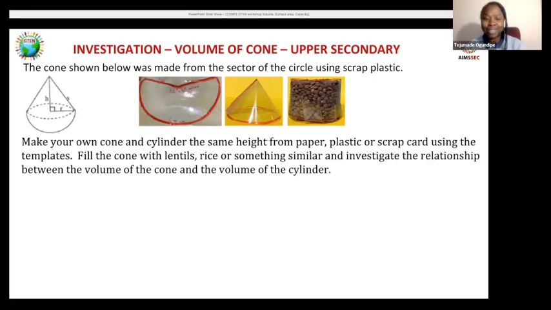Now, fill the cone with lentils. You can fill it with rice. You can fill it with anything that you know will be easy for you to pour. We are investigating the relationship between the volume of the cone and the volume of the cylinder. So basically, you want to see. Caroline's going to demonstrate it.